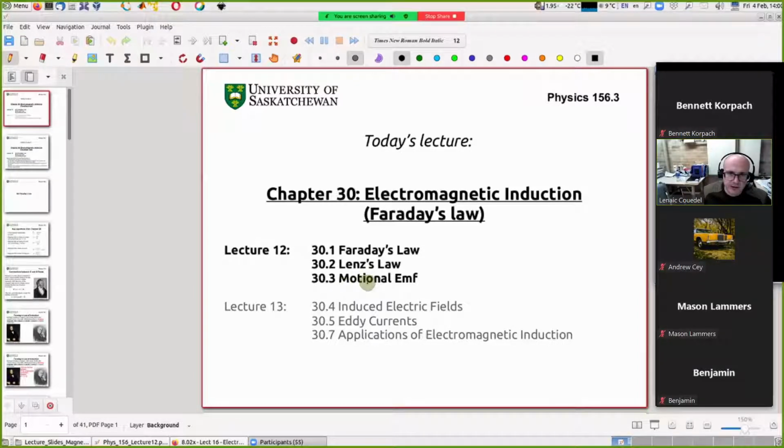Or it's sometimes called Faraday's law. So this chapter will cover 2 lectures, today and Monday. Monday will be an in-person lecture.